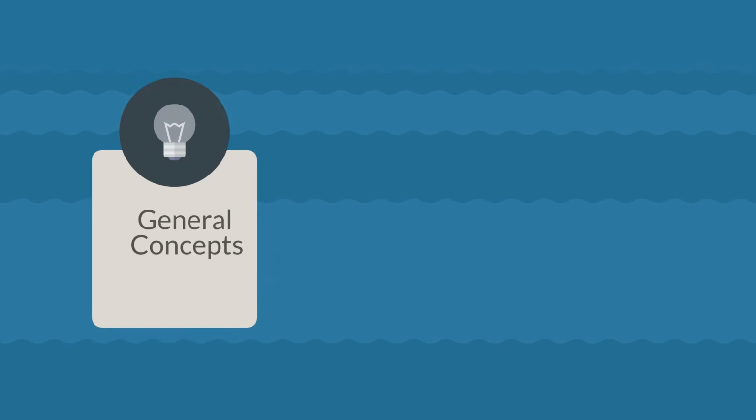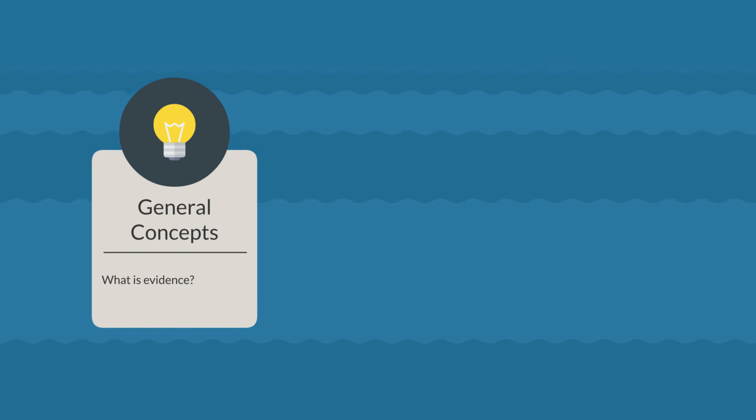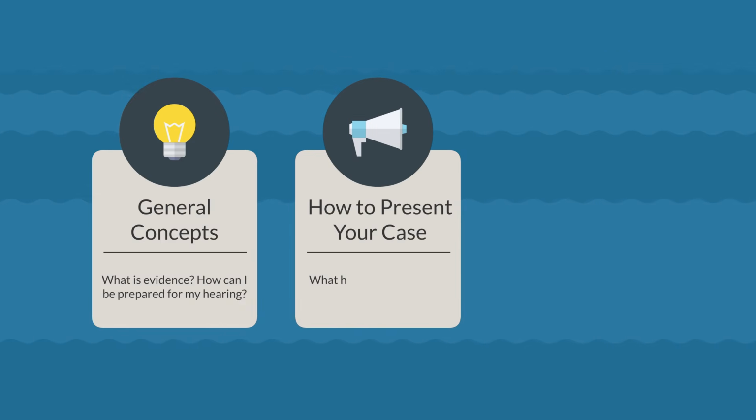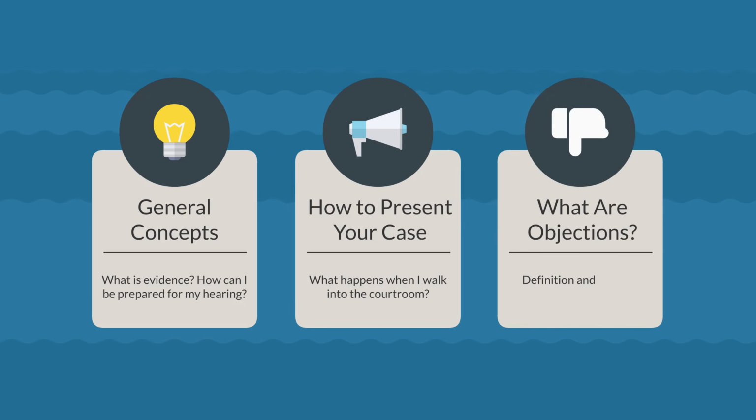I'm going to cover about 3 topics today. The first topic is just general concepts of evidence, what evidence is, how to be prepared for your hearing. The second topic will be how to actually present your case in the courtroom, or just generally what happens when you walk into the courtroom and your hearing begins. And then the third topic is just a really brief overview on what objections are.